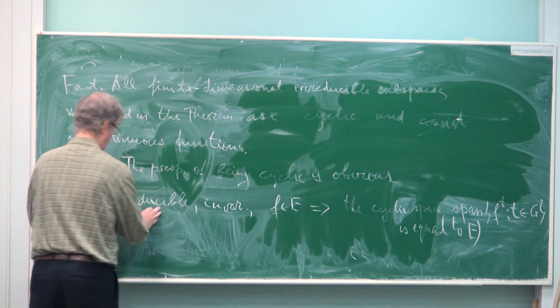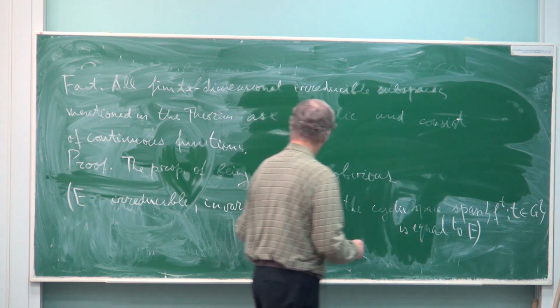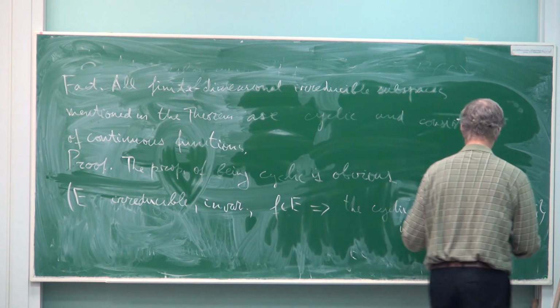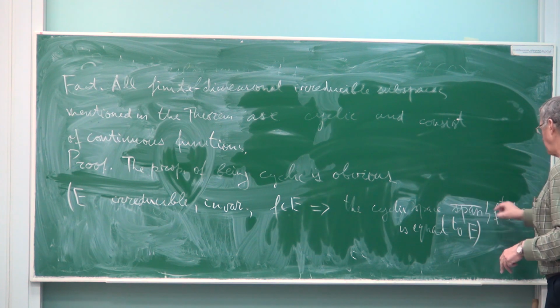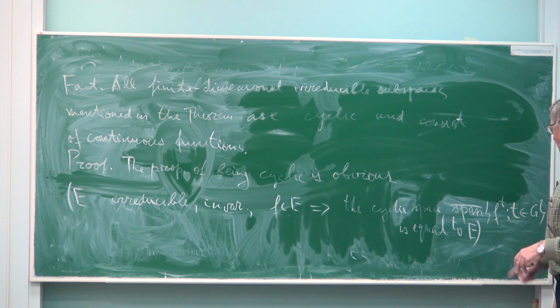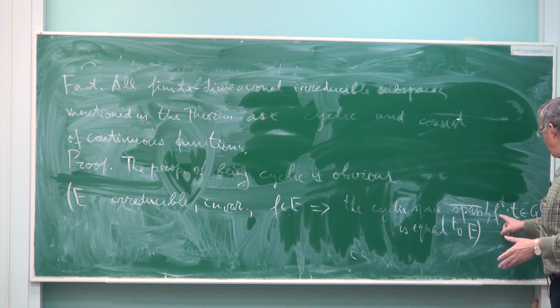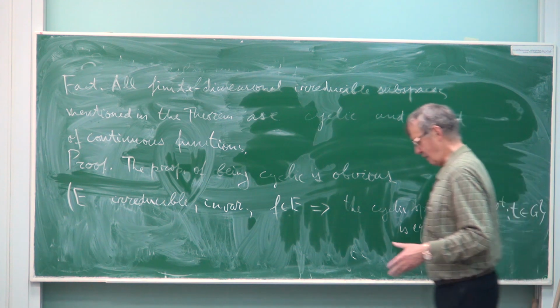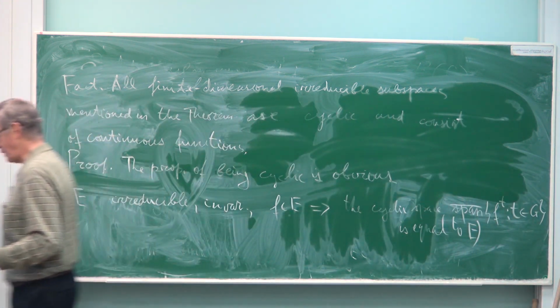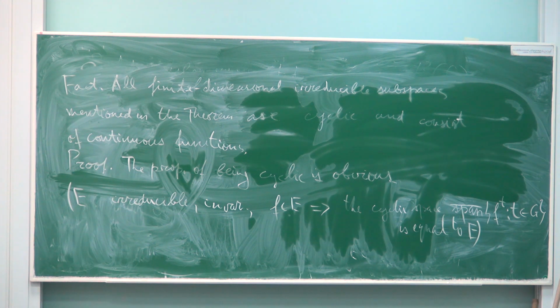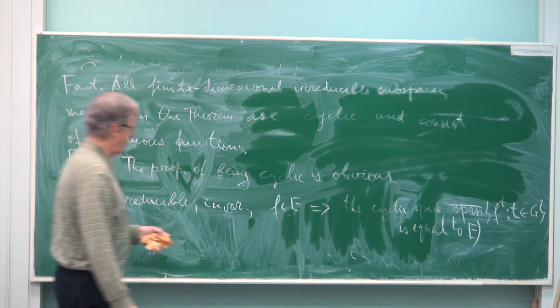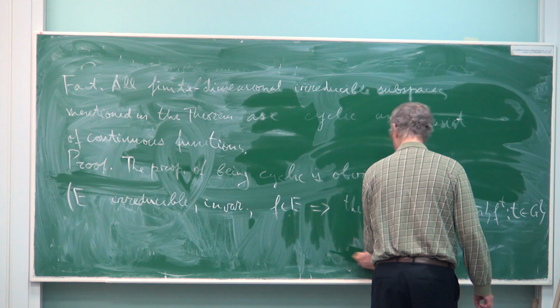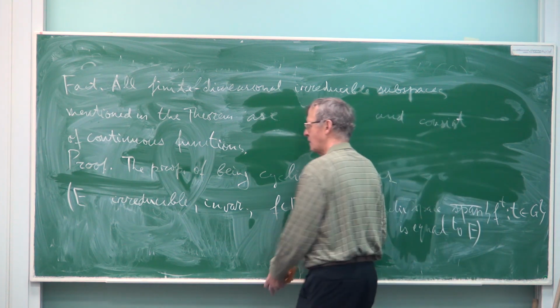So consider an irreducible subspace, take an element in this space and generate the cyclic subspace with this element. The closed linear span of all shifts of this element, surely it is an invariant subspace, surely it is contained in E, and it is non-trivial, and then it must coincide with E because E is irreducible. So it is cyclic, generated by an arbitrary non-zero element.